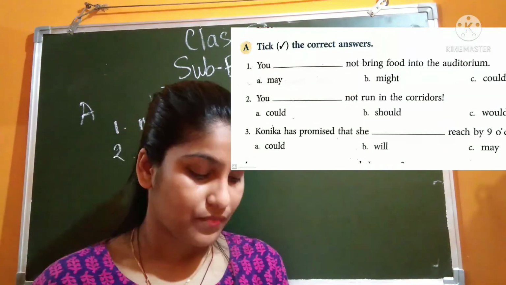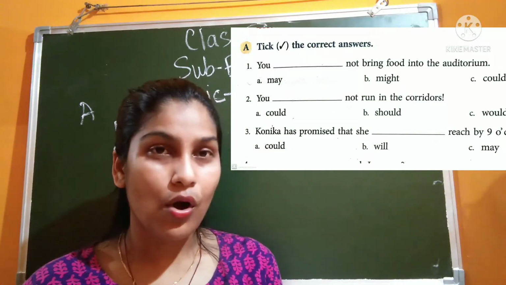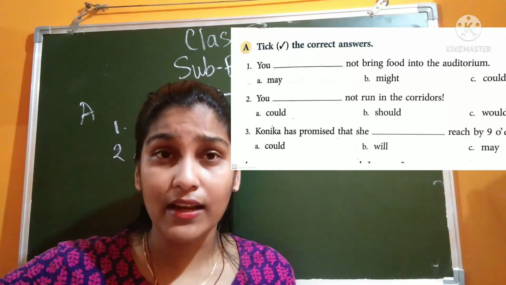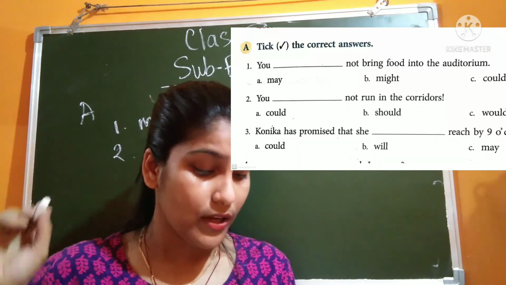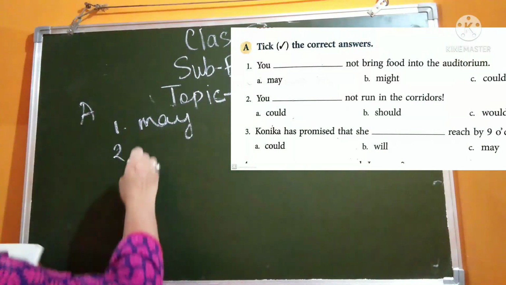So now number 2, you dash not run in the corridors. So in the corridors, you're giving someone advice, or we can say suggestion, that don't run in the corridors. So it is telling what? You should not run in the corridors.